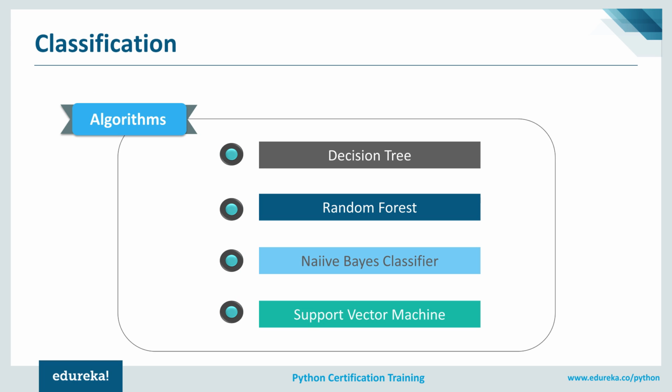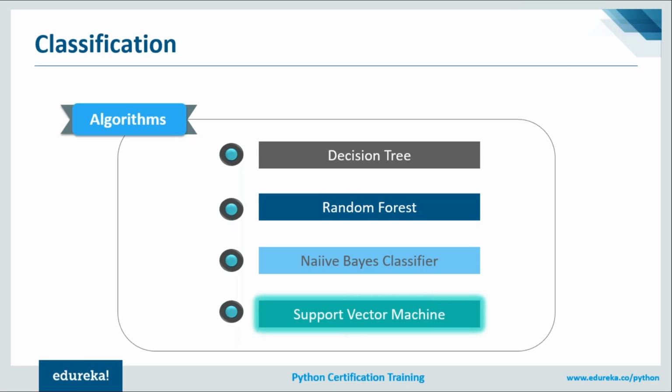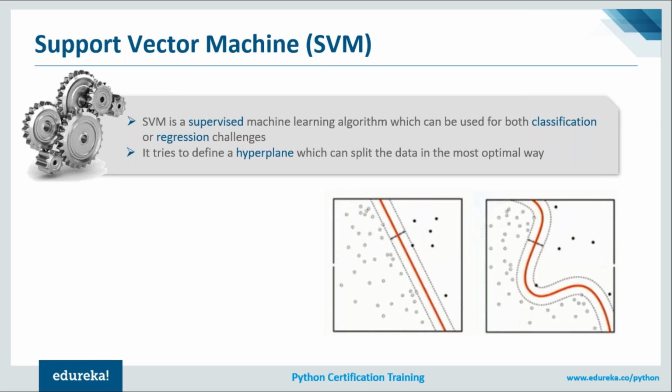Now let us pick up classification. Here in classification we have different algorithms. We have decision tree, random forest, naive Bayes classifier and we have SVM classifier as well. We have already discussed all three of the others. So in this session I'll be focusing on support vector machine, which is also called the SVM classifier. Let us understand this support vector machine classifier. SVM is a supervised machine learning algorithm which can be used for both classification or regression challenges. But in general, SVM is used for classification problems only. What it does is try to define a hyperplane which can split the data in the most optimal way, such that there is a wide margin between the hyperplane and the observations. So this is your data points plotted in this very graph.